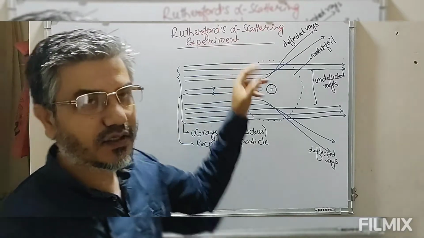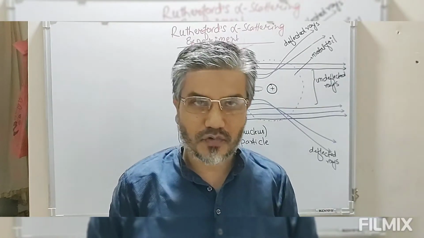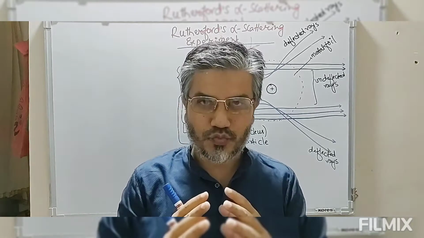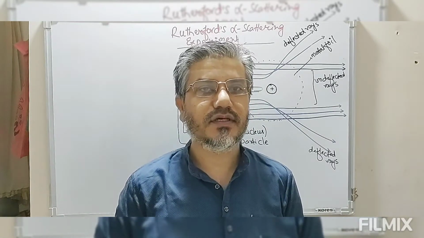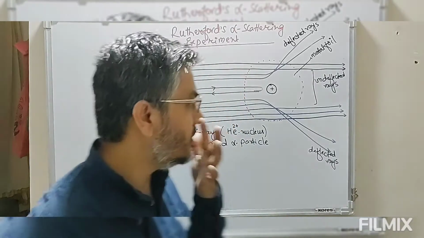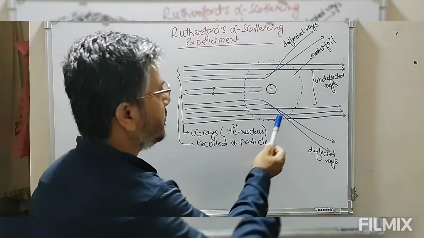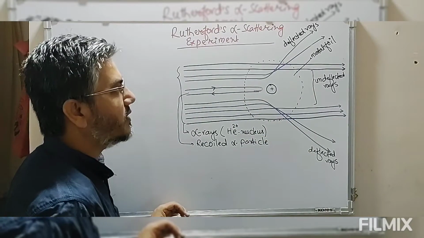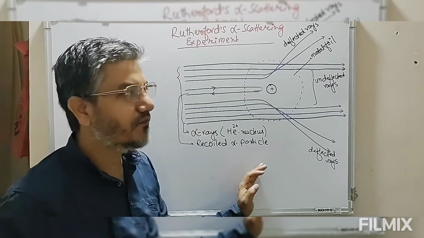alpha scattering of gold foil. So in this experiment, he took a thin metal foil made up of gold. This is the circular portion. This represents a thin metal foil.